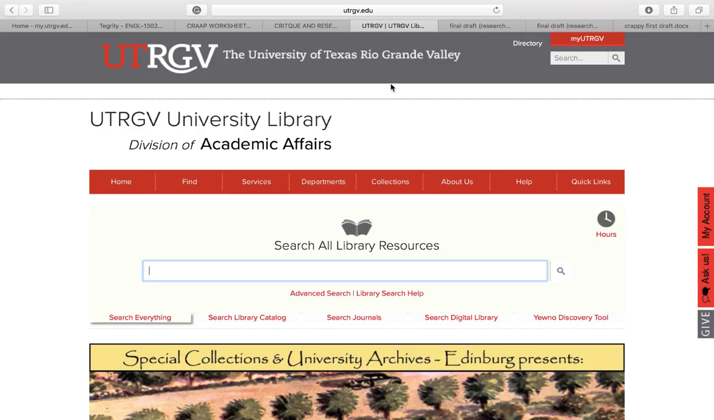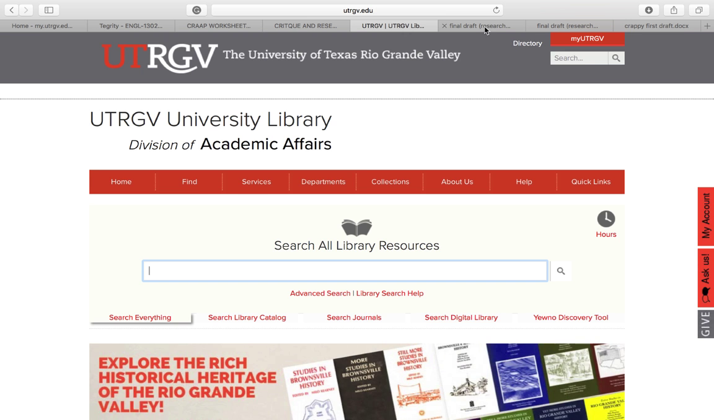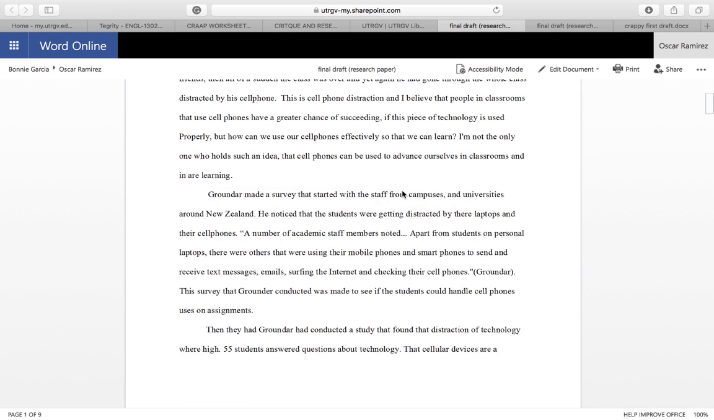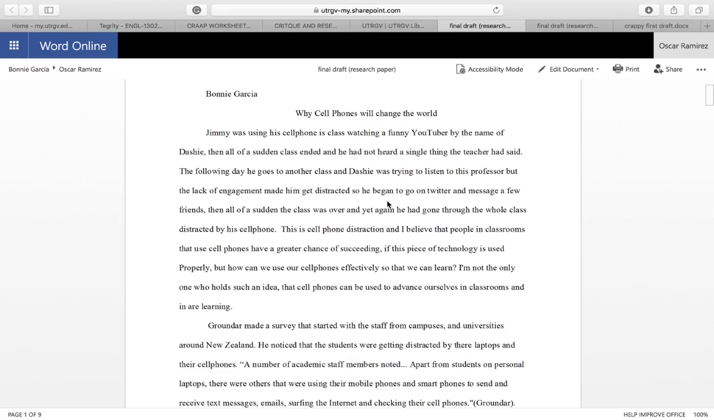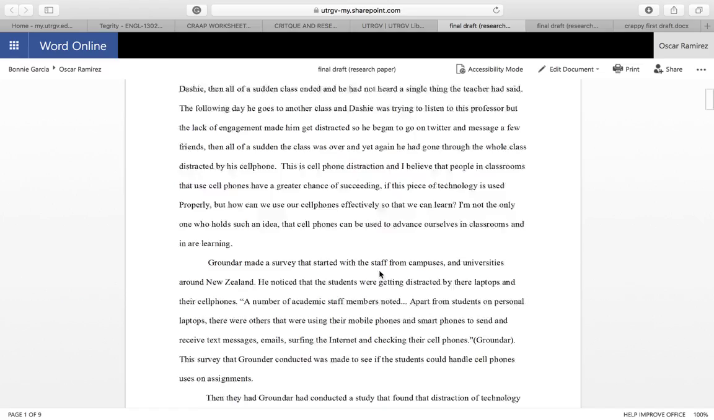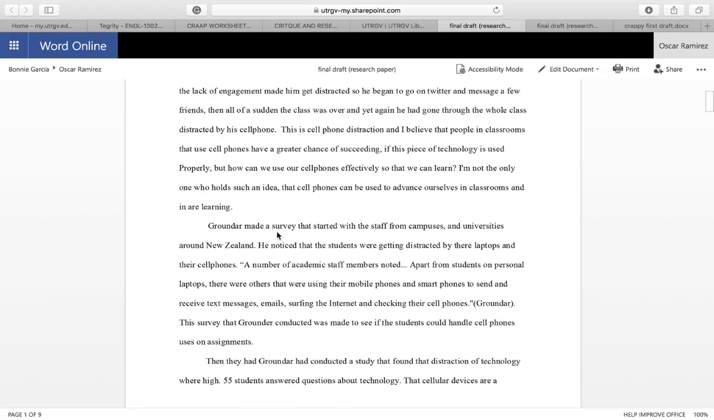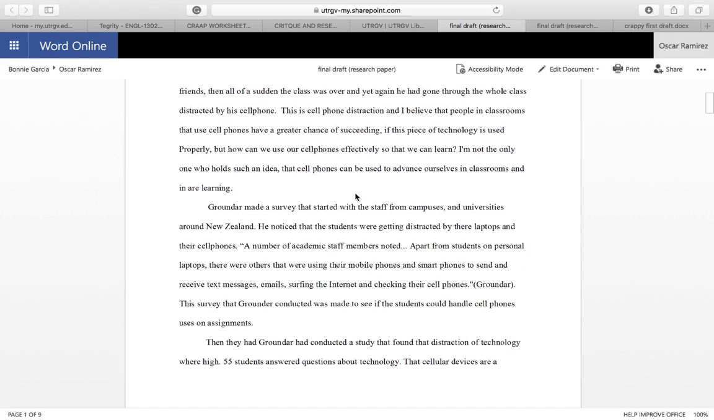Another thing I learned was to integrate my information in a very smooth way, and I'm going to show you how you can integrate it. Here I have my introduction, and right after that I go into the question that I ask. Then I go into my secondary sources. I'm not the only one who holds such an idea, that a cell phone can be used to advance ourselves in a classroom in our learning.